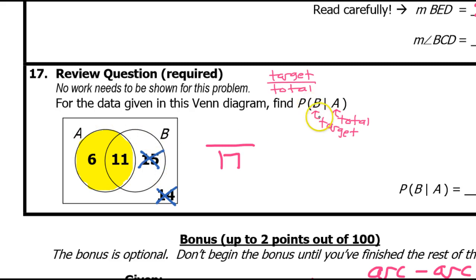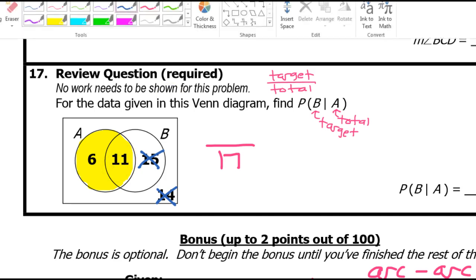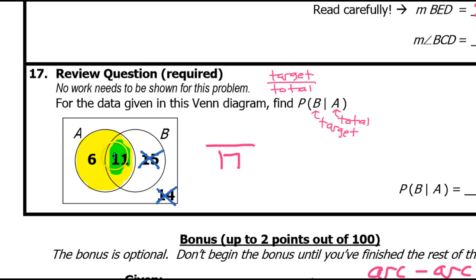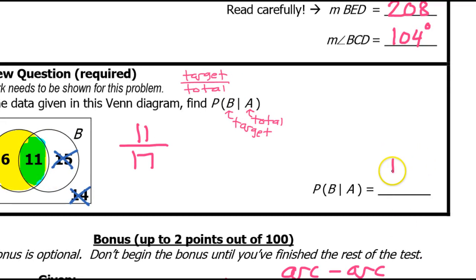So when I talk about the target is B, I'm talking about one of these two numbers, either the 6 or the 11. Which one of these is B? It's the 11, of course. The 11 is inside of circle B, so it is still a B value. So when I say that the target is B, I'm talking about the 11. So that's why it's going to be 11 over 17. So that's going to be the answer. 11 over 17.